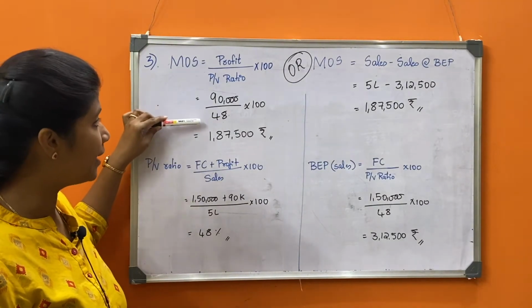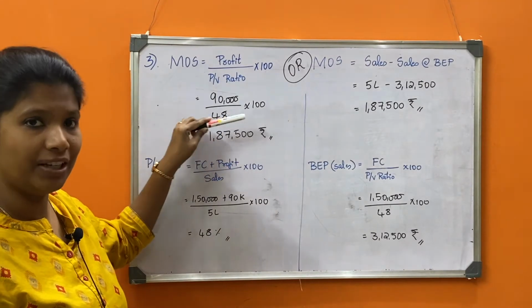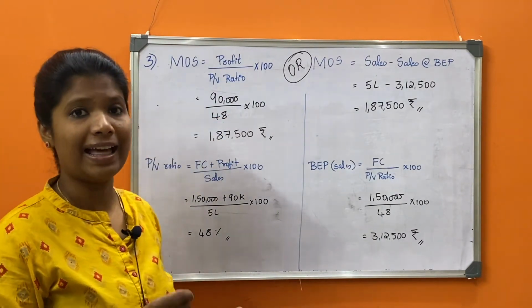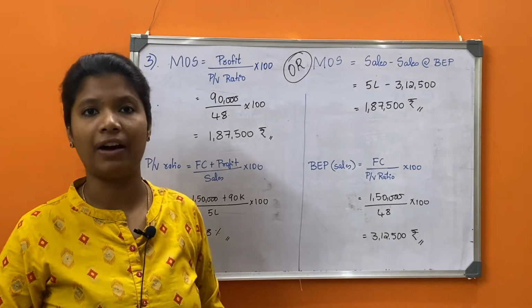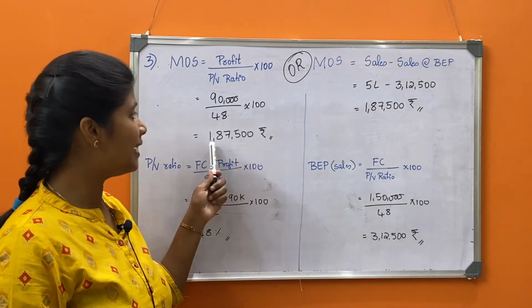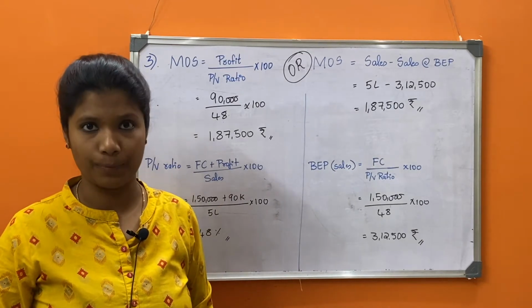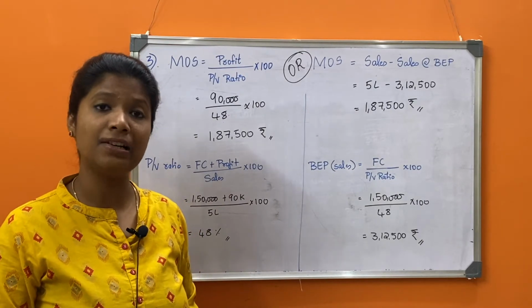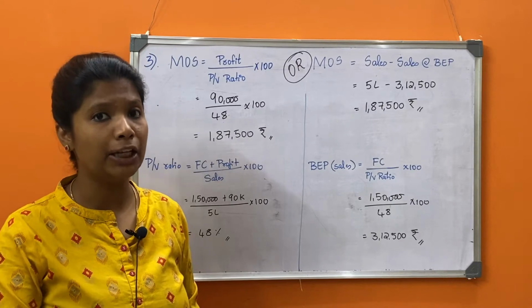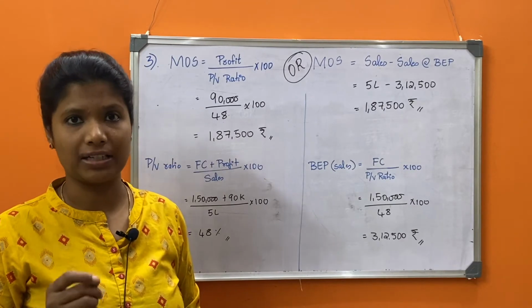Now consider this percentage over here. 90,000 divided by 48 into 100, we get the answer 1,87,500. So when the company is earning this amount, that means it is in a safe zone. Got it? The company is in a safe zone, or the company can continue the production of its product line.